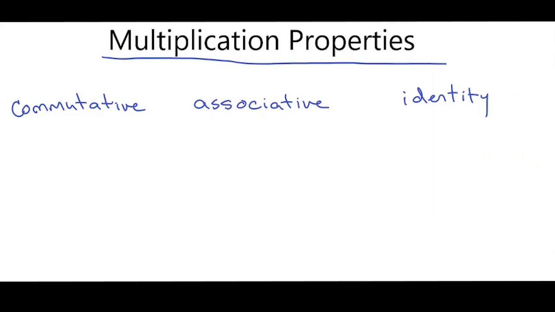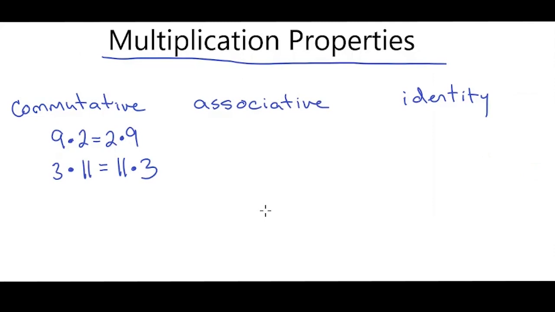The commutative property of multiplication says that numbers can be multiplied in any order. Like 5 times 3 is equal to 3 times 5. For instance, 9 times 2 is equal to 2 times 9. And 3 times 11 is equal to 11 times 3. And that's the commutative property of multiplication.